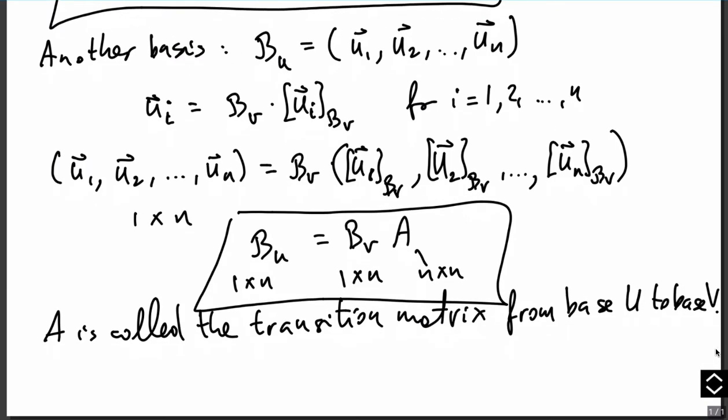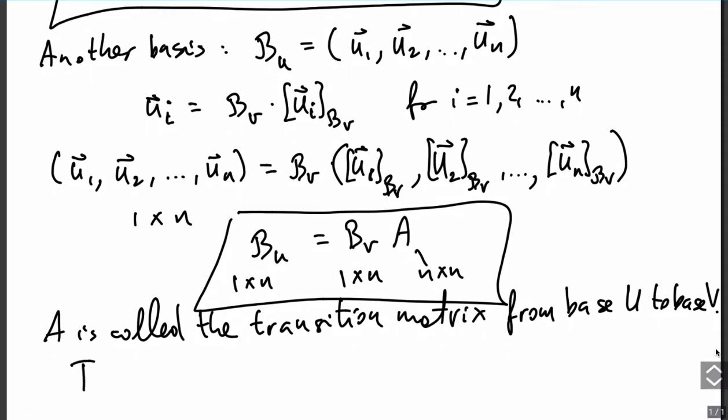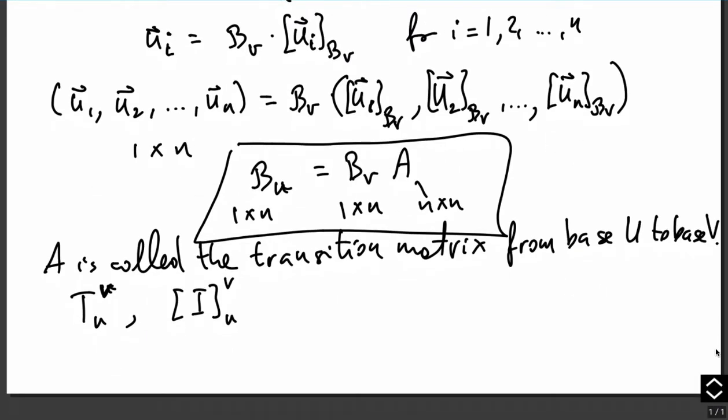And sometimes this is also denoted by T, which reflects transition, T_UV, or another notation that will be clear later, I, which stands for the identity matrix, with subscript U and superscript V. These are lowercase letters denoting the U and the V bases of the same vector space. So why is this so useful?